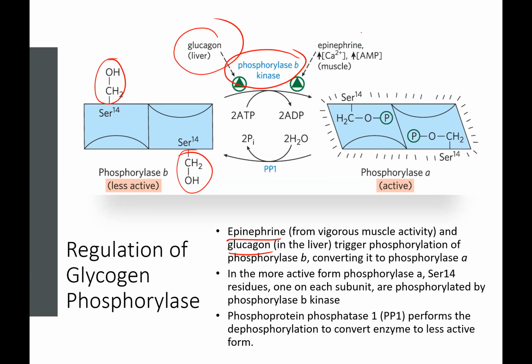So, glucagon or epinephrine. You may have heard of epinephrine in terms of like the fight or flight response. So, it does indicate we need a ready source of energy, whether we're fighting or flighting. Notice that, of course, the reverse is dephosphorylation by a phosphatase. So that is going to return it to its inactive form.